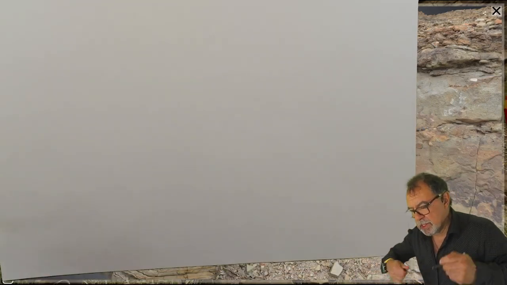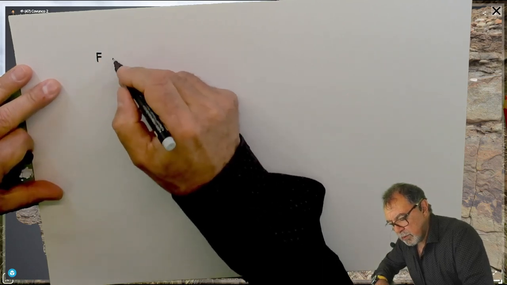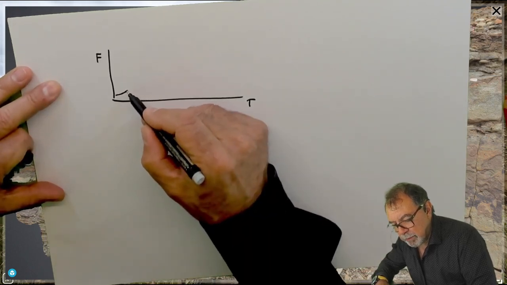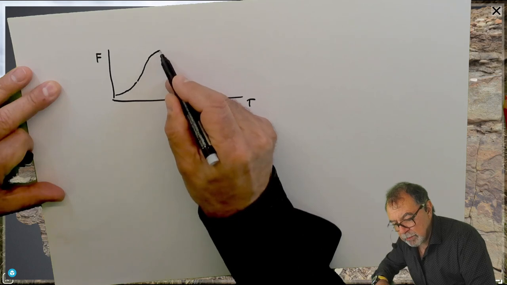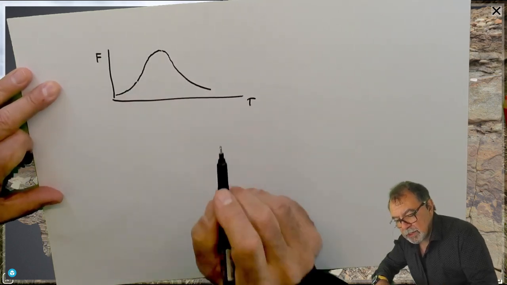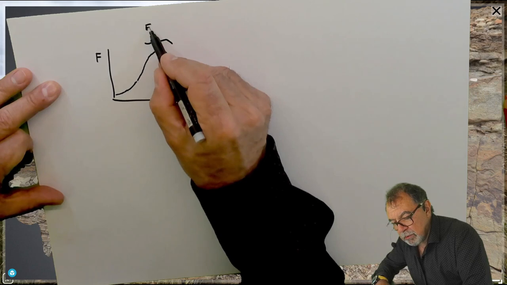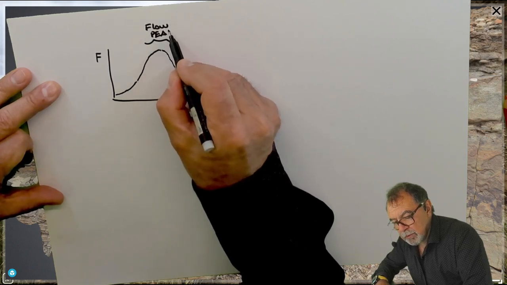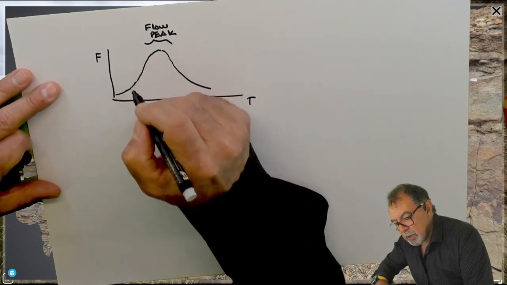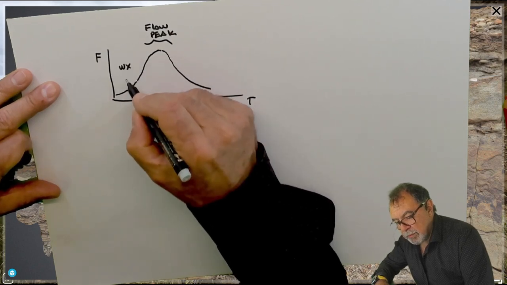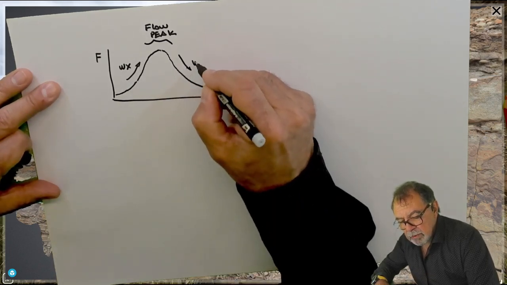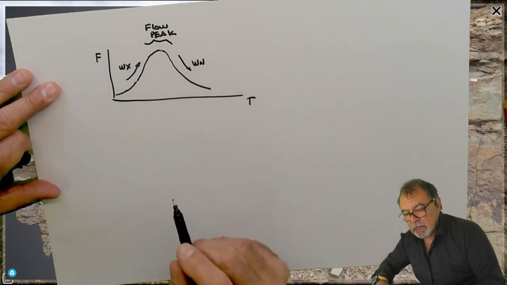So in a fluvial discharge, during time, you increase the power of the fluvial discharge, this is the maximum power, and then the flow decreases. So this is the flow peak, the maximum energy of the flow. So you have the waxing part of the flow in which the energy is increasing, and then you have the waning part of the flow in which the energy is decreasing.